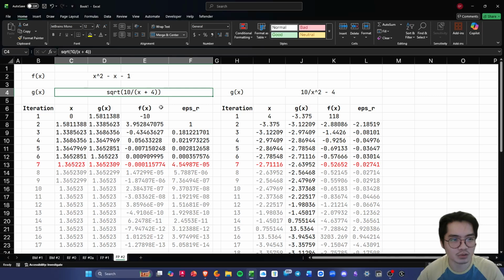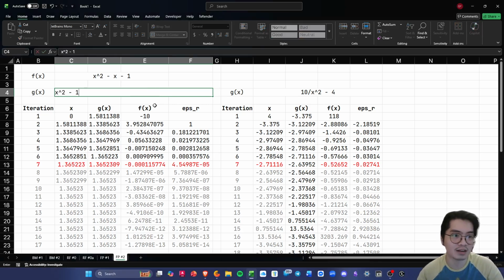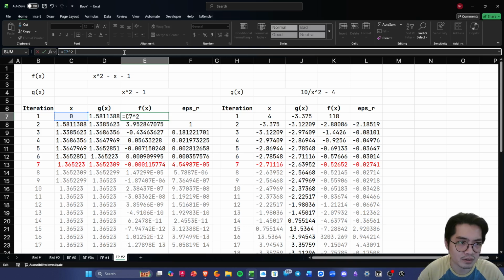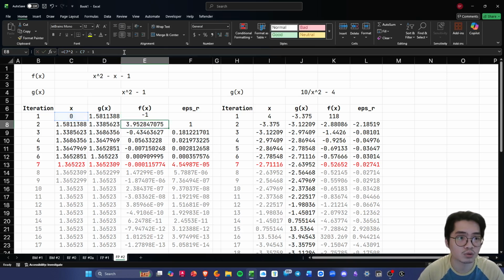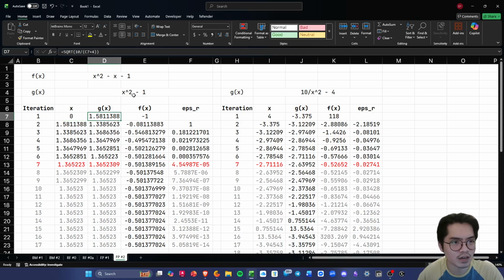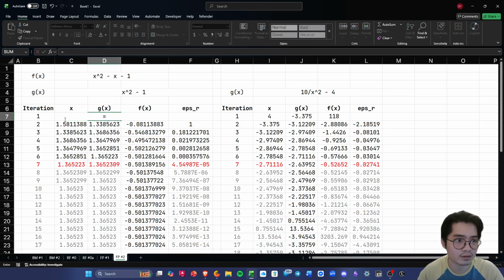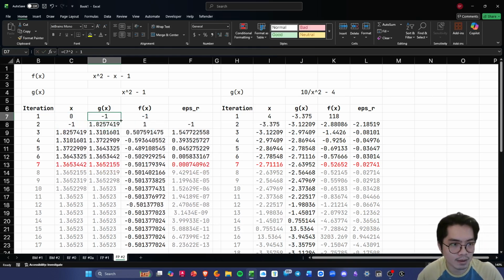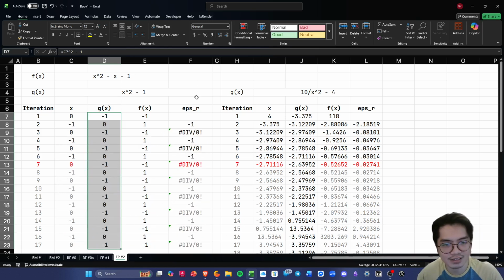Let's try first our x squared minus 1. I know it looks stupid, right? Let's just try. In here we will have x squared minus x minus 1. Just apply that to everybody here. And then let's try g of x, which is just this squared. What is this? C7 squared minus 1. Then we will try this out. And look at this, right? You can already see something is very wrong because it just oscillates, right?